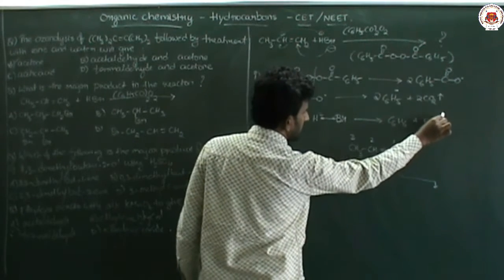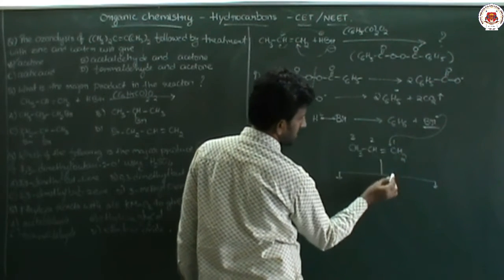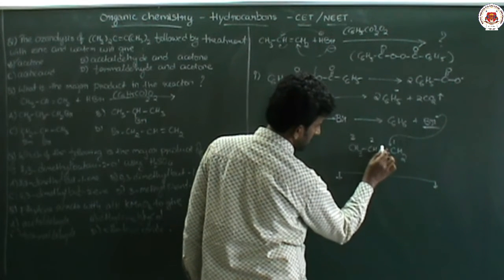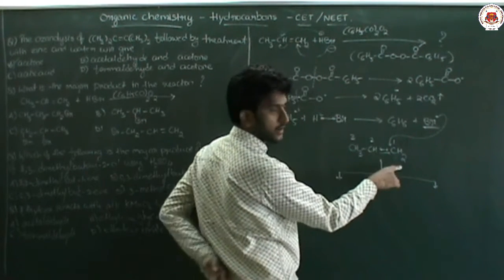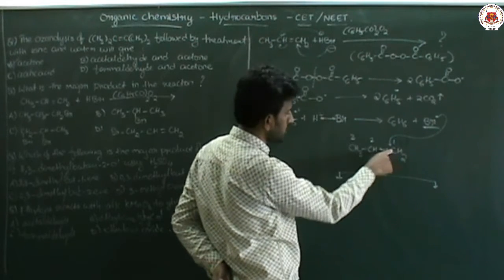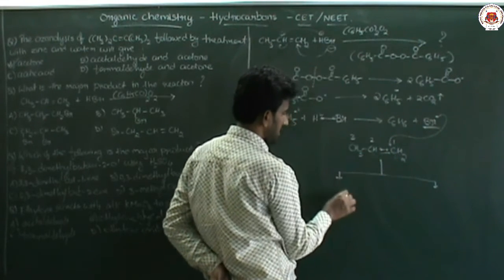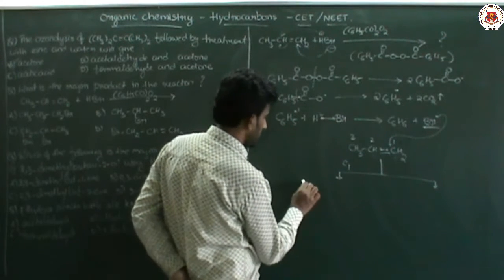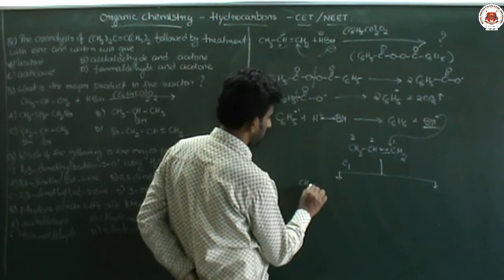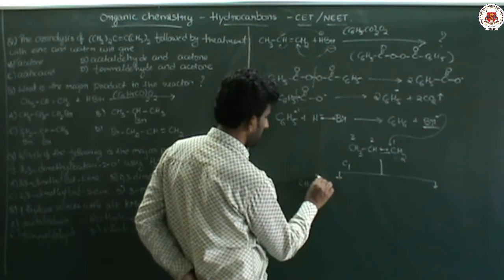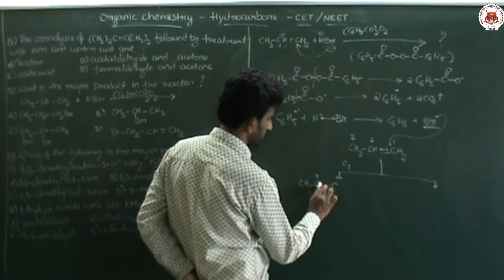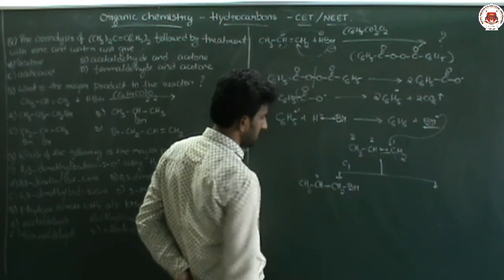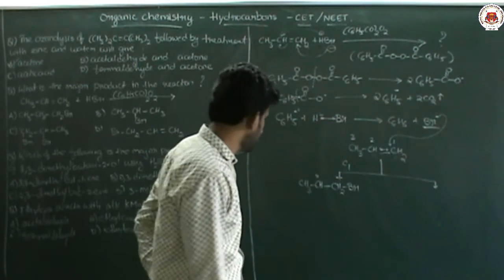If the bromine radical attacks the first carbon, it takes one of the pi electrons, forms a bond with this CH2, and the other electron remains here. Let us assume it attacks at the C1 position. So you get CH3, CH radical plus bond, CH2Br. This is one molecule you will get.